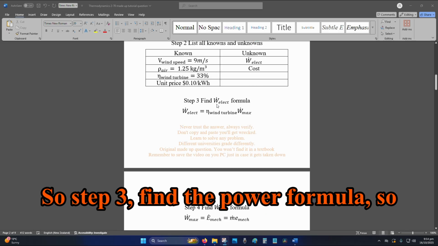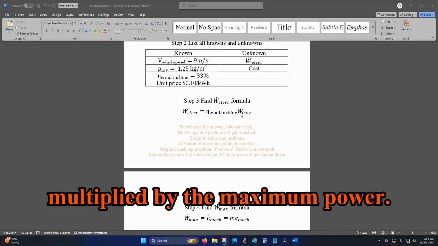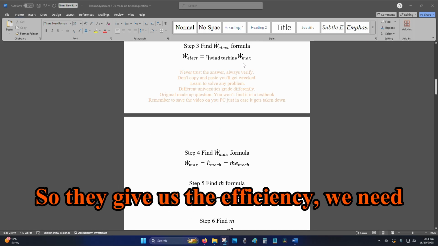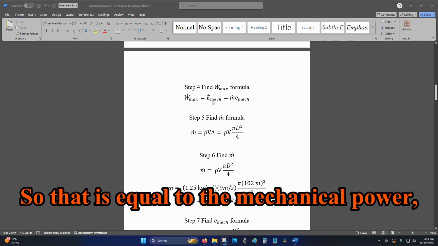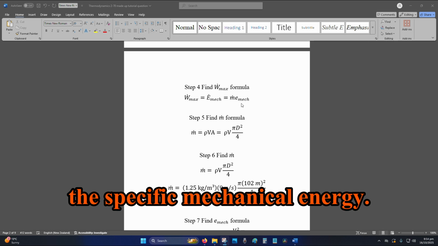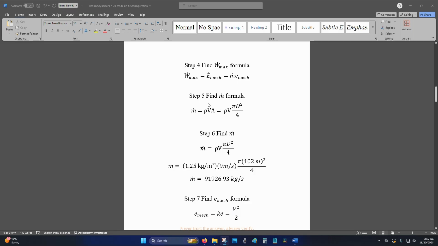So step 3, find the power formula. So it's the efficiency of the turbine multiplied by the maximum power. So they give us the efficiency, we need to find the maximum power. So that is equal to the mechanical power, which is the mass flow rate multiplied by the specific mechanical energy. That's step 4. So both of these are unknown, so we need to find them.